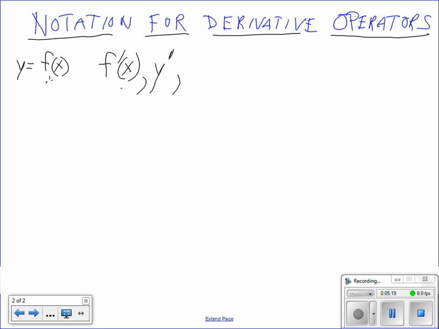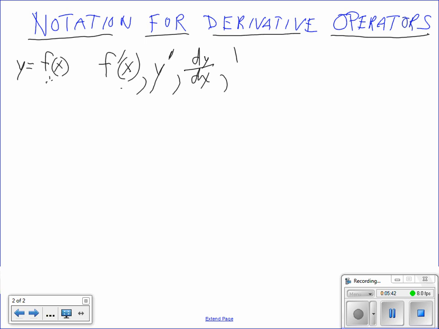You also might see it written down like this. This takes a little more work, so I'm not as big a fan of it. But here it is. This is telling me the change in y over the change in x. It does remind you this is a ratio, a limiting ratio of the change in y over the change in x. Those are the most common.